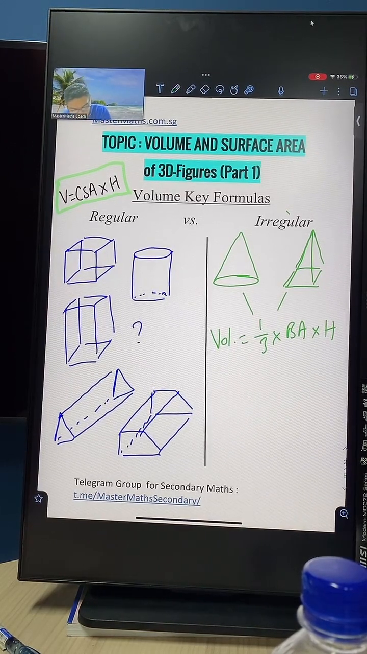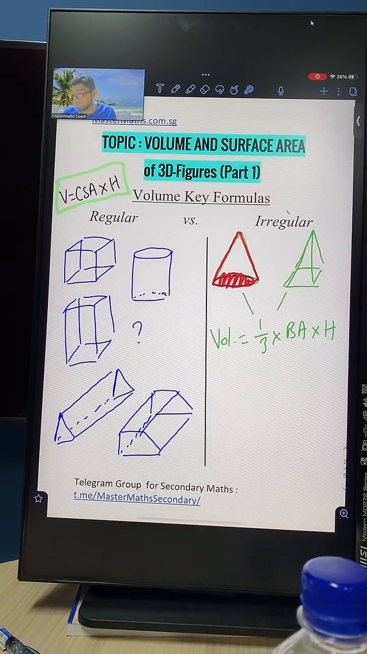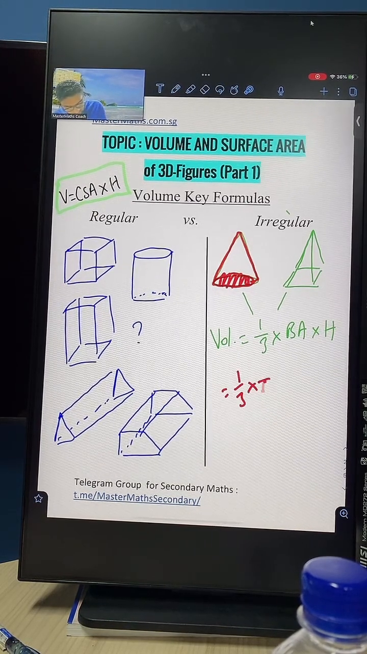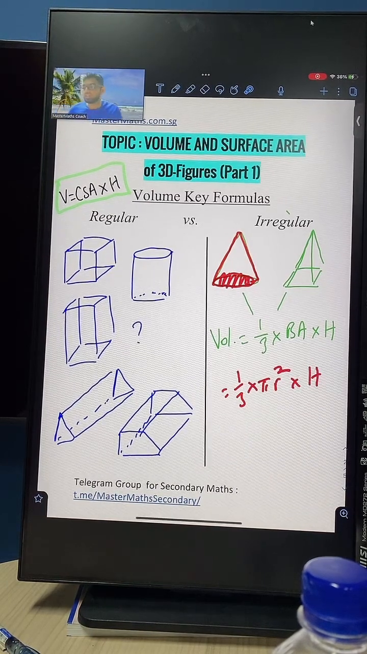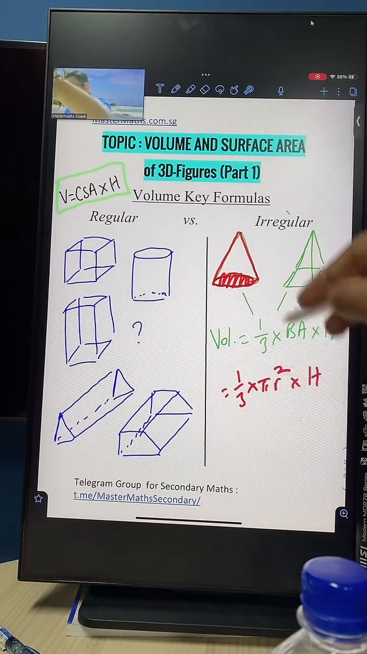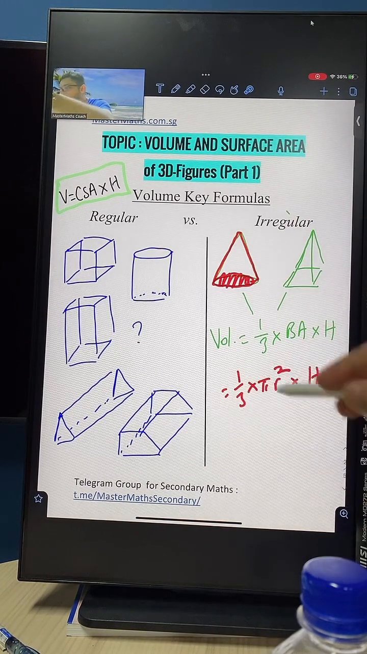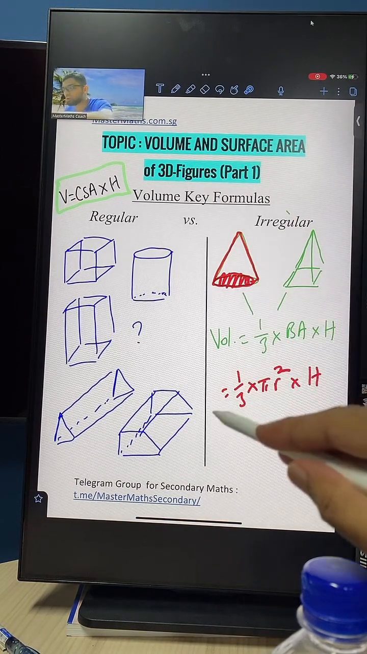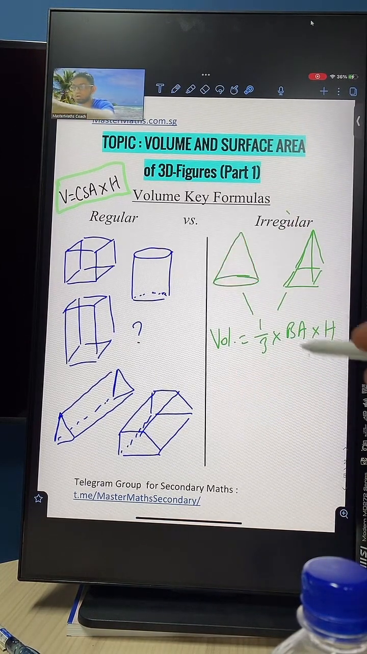And the base area for a cone is just the area of a circle. So if I ask you, hey, what is the volume of a cone? It will just be 1/3 πr² is the area of that circle base, times the height. Finish. Now with this, you put it down nicely, you get your full marks. That's all. Alright, so this, my friends, is literally the volume formula for a cone. But if you want to find the volume of a pyramid, you can also use this formula: 1/3 times base area times height.